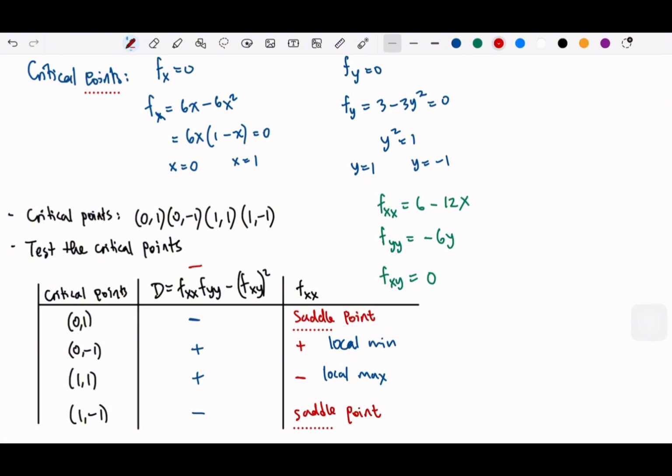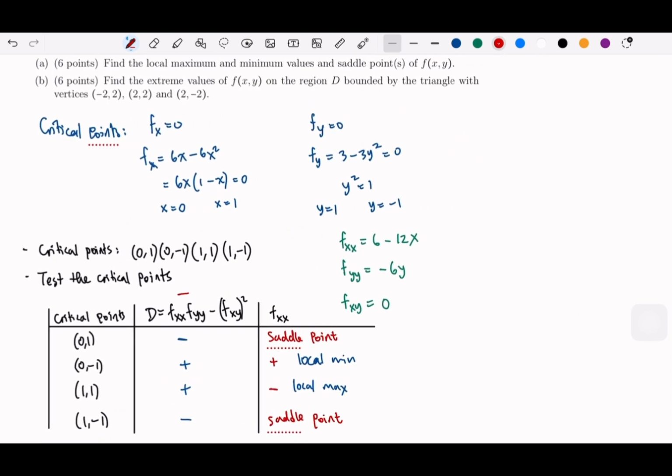So we have these 4 critical points, and we have determined all the extreme properties: local minimum, maximum, or saddle point. Okay. So this is only part A.